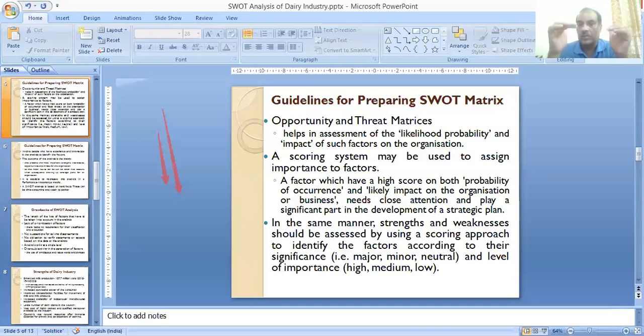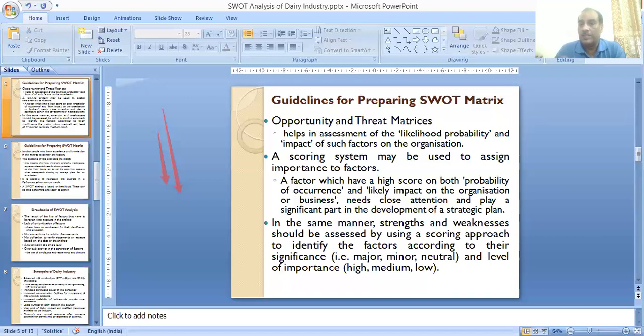So we have opportunity and threat matrices, which help in assessment of likelihood, probability, and impact of such factors on the organization. So why do we do this? We do this because we want to understand how these opportunities and threats can affect the working of the environment, how these opportunities and threats can affect the potentials of the organization. So we put them in a matrix form, and then we go for making analysis.